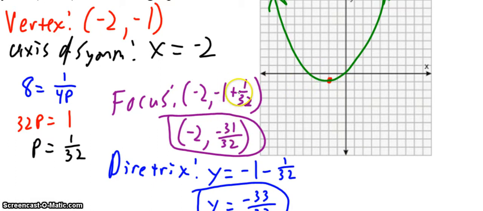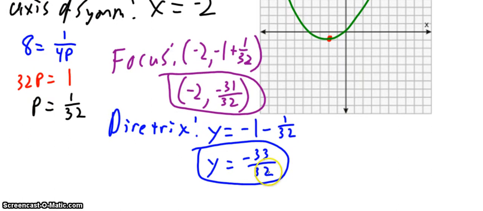If I use my calculator or understand adding fractions, that's -31/32. The directrix is going to be from the vertex but down, so if this is at -1, it's going to be -1 minus 1/32, which is -33/32. So it's y = -33/32.